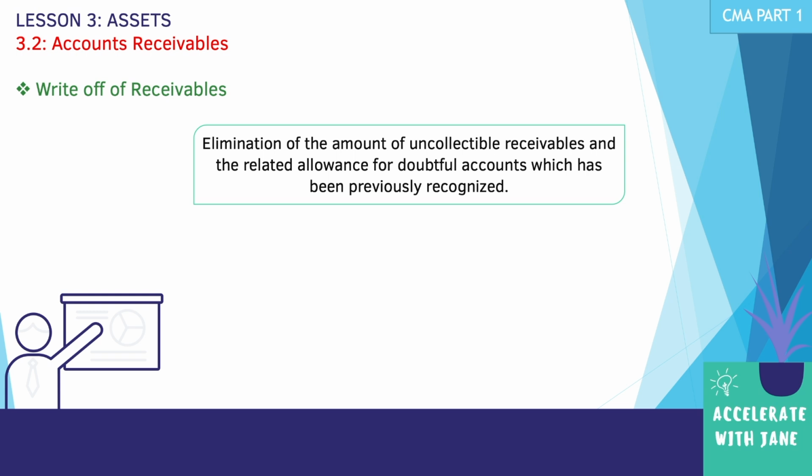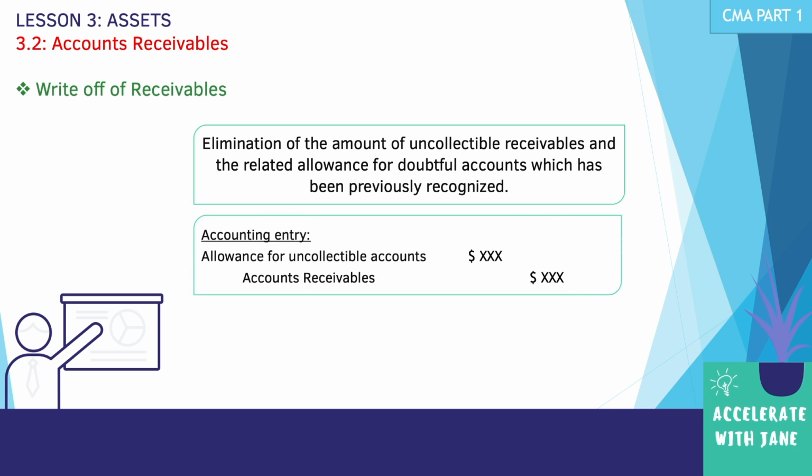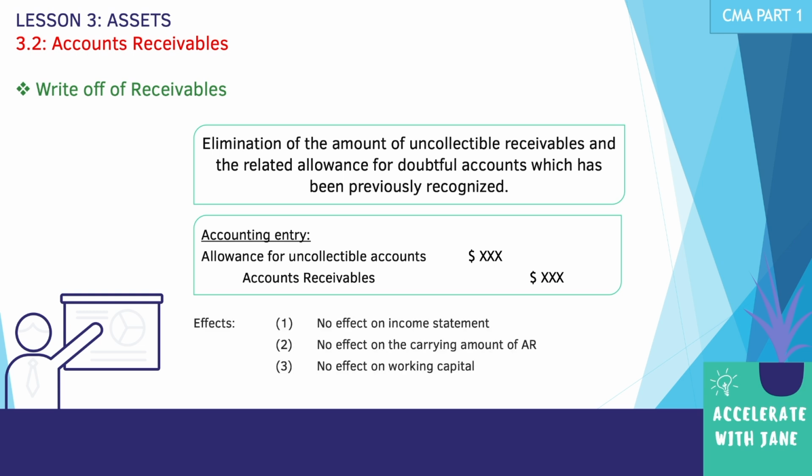Okay. So the journal entry to record this is to simply debit allowance for uncollectible accounts and credit accounts receivable. Here, as you can see, we debit the allowance and we credit the gross amount of receivables. So what is the impact of this? There is no impact on the income statement since we don't see any income statement accounts. Both the allowance and accounts receivable are balance sheet accounts.